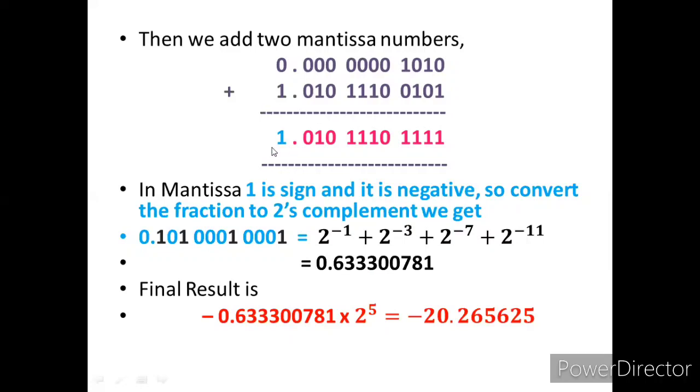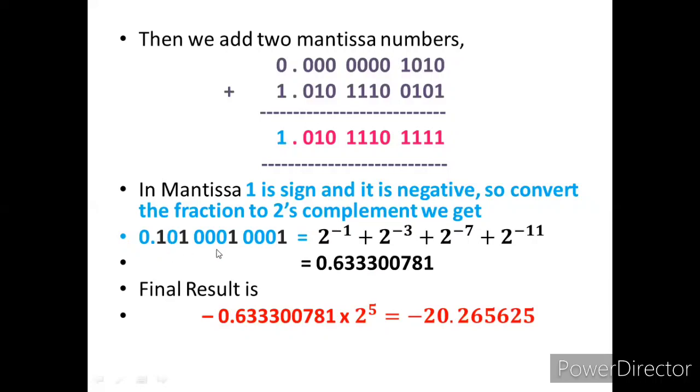Now if you observe the mantissa sign, the sign bit is 1, and it is negative. So this shows that it has to be converted to the 2's complement form. Zeros will become 1s and 1s will become 0s, and add 1. So this is the 2's complement number of the fractional part we have there. This 1 has become 0, 0 has become 1, 1 has become 0, 0 has become 1. So this is the 2's complement of this particular negative number from the mantissa addition.